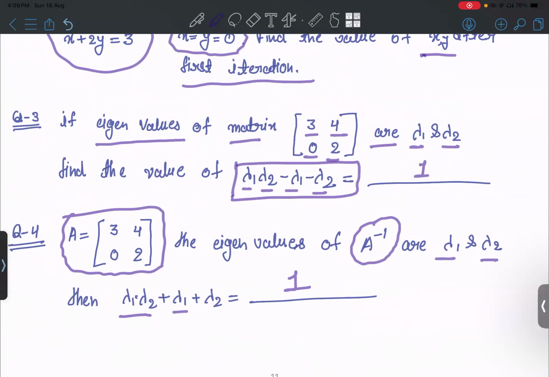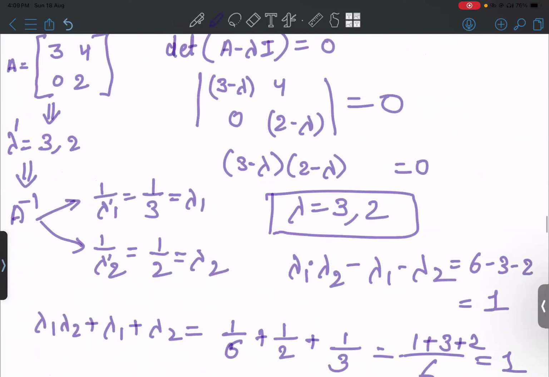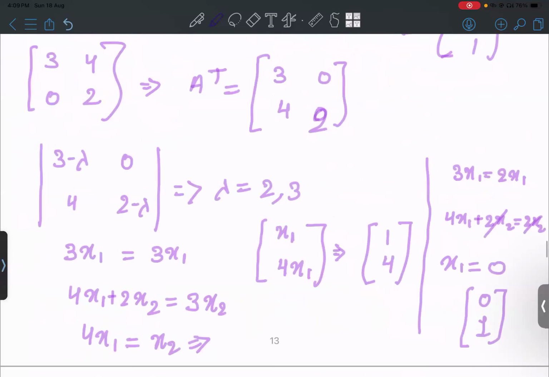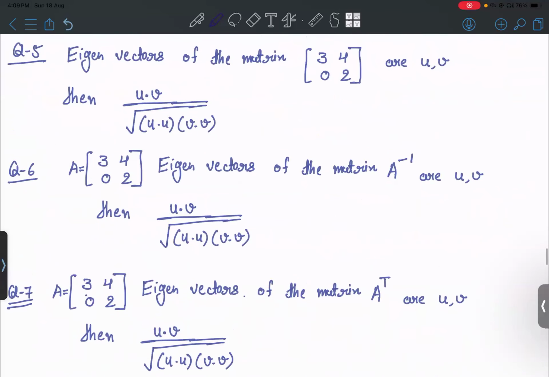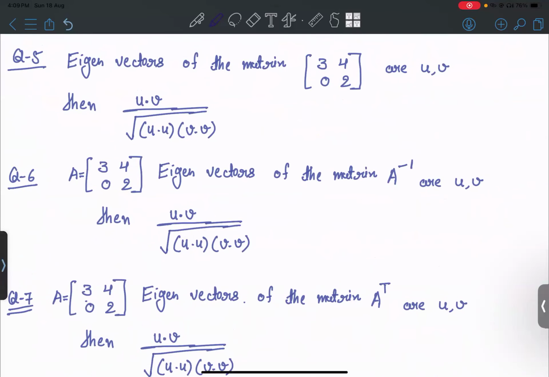Good. Now we will solve the other problem. The eigenvectors of a matrix, say matrix 3, 4, 0, 2, are U and V. Then we want to find U dot V, meaning the inner product of U and V, divided by the norm of U and V. This I want to find.